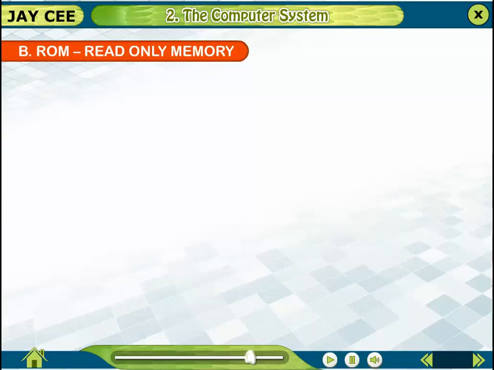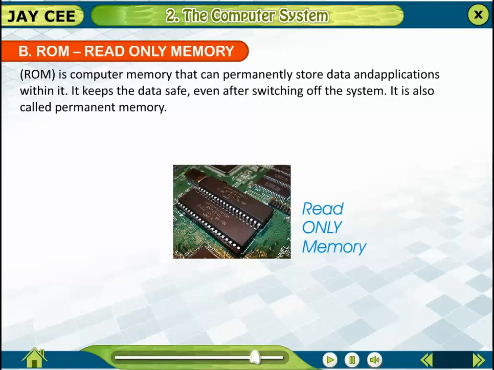ROM, read-only memory. ROM is computer memory that can permanently store data and applications within it. It keeps the data safe even after switching off the system. It is also called permanent memory. Read-only memory.